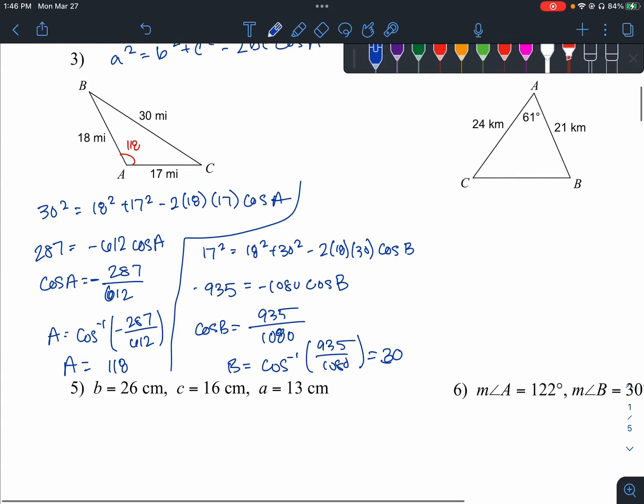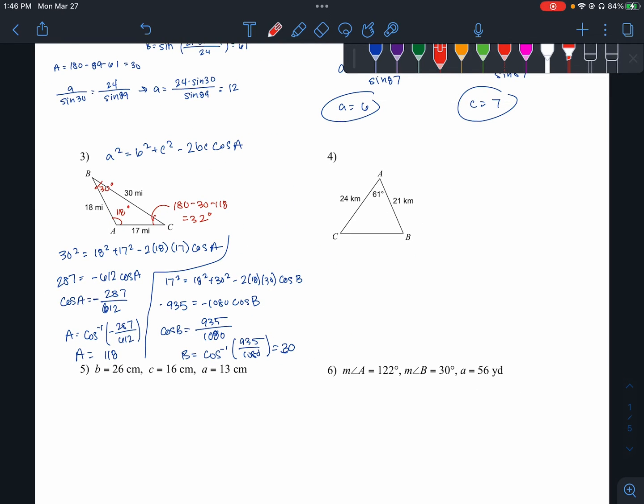Okay, so now that I know this is 30, the other one's 118, C is going to be equal to 180 subtract 30 subtract 118. So 180 subtract 30 subtract 118, and this is going to be equal to 32 degrees. Okay, so that's that one solved for.